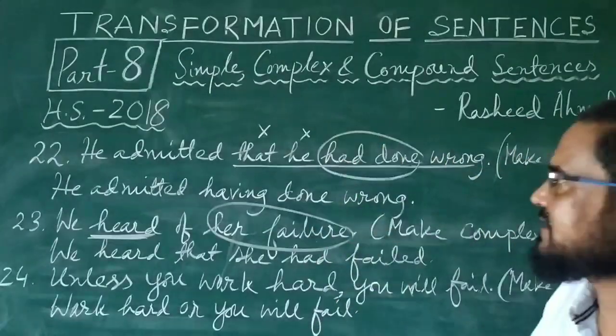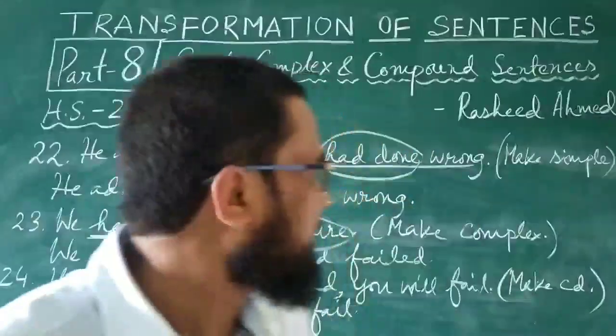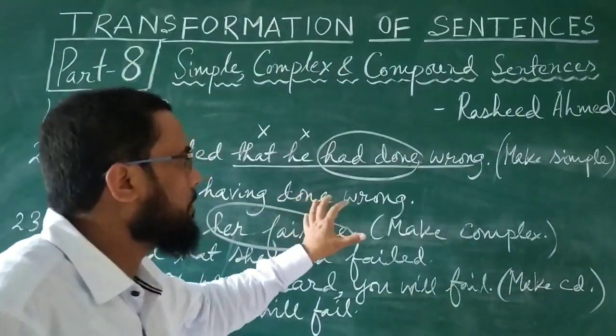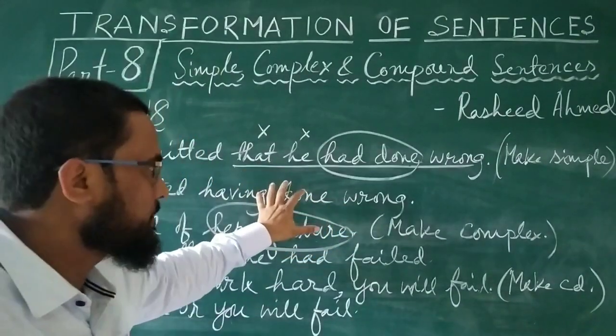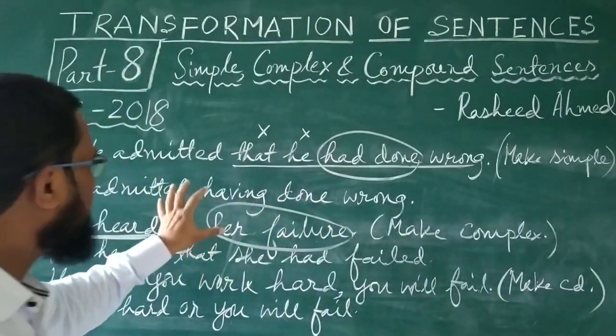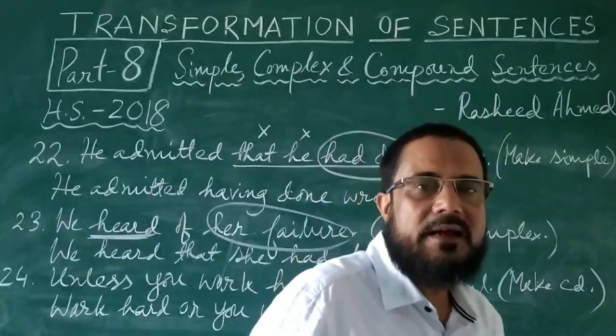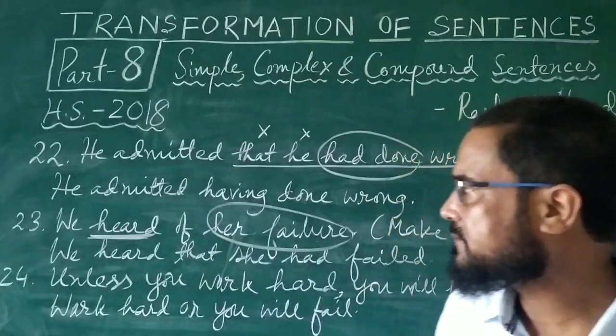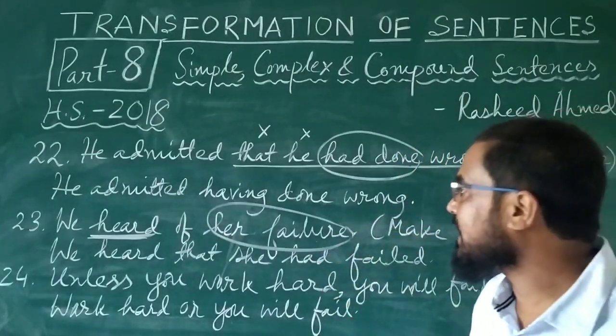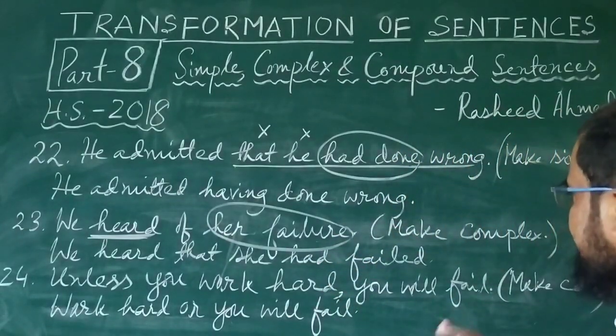Let us see all the three sentences again. He admitted that he had done wrong. That is the complex sentence. Its simple form is, he admitted having done wrong. And the compound sentence will be, he had done wrong and admitted it. Next one is, we heard of her failure. That is a simple sentence.